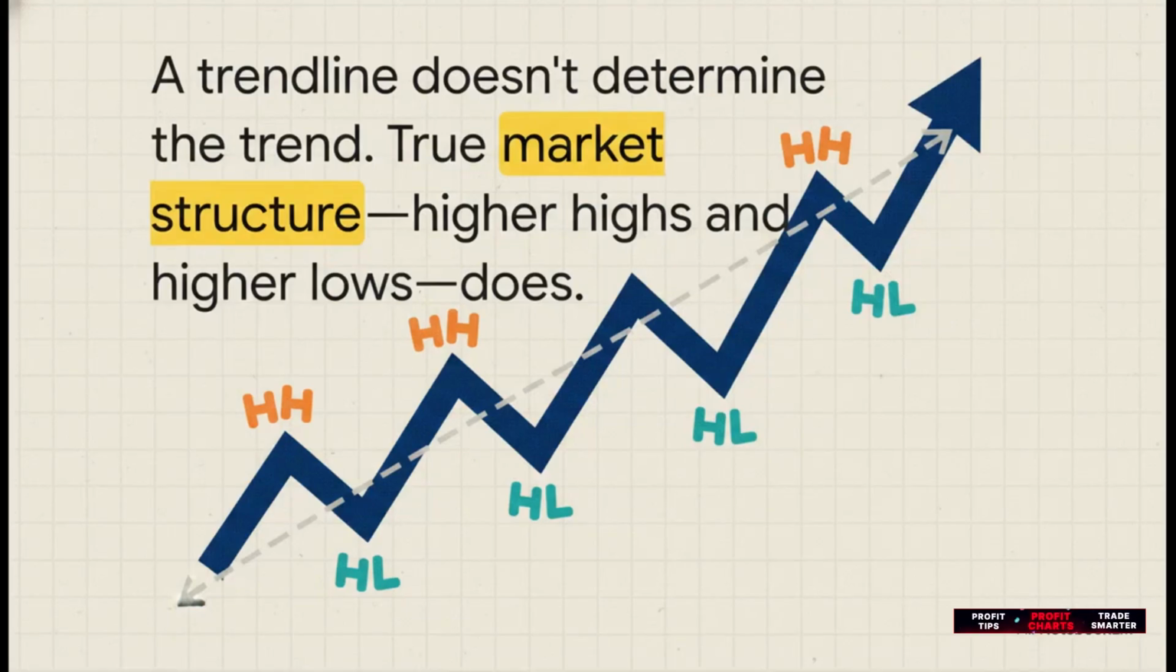Which brings us to a really common misunderstanding. A trend line doesn't actually determine the trend. True market structure is what actually matters. Look, if you're in a downtrend making lower highs and lower lows, a break of a diagonal line means absolutely nothing if the previous structural lower high hasn't been broken. The market is still bearish. Don't let a broken line trick you into buying against the true momentum.